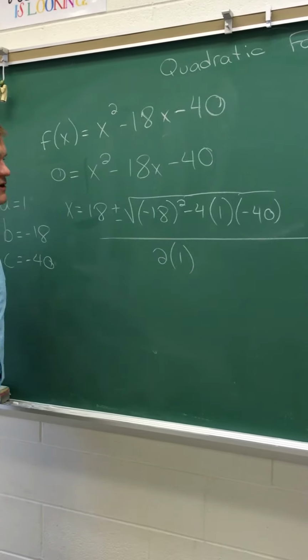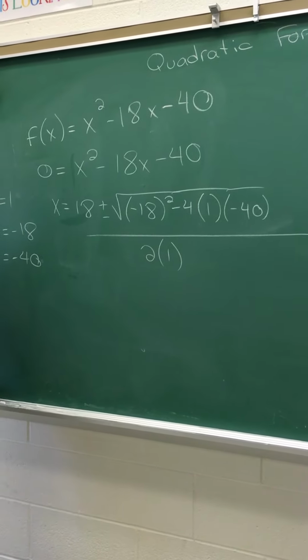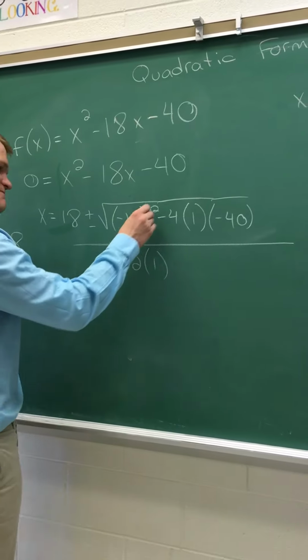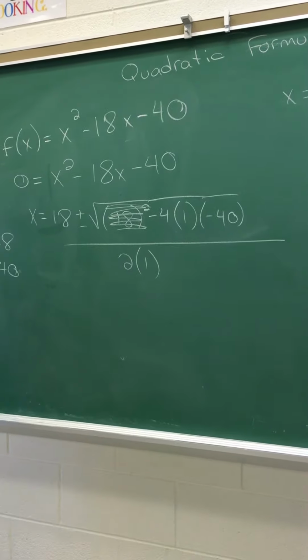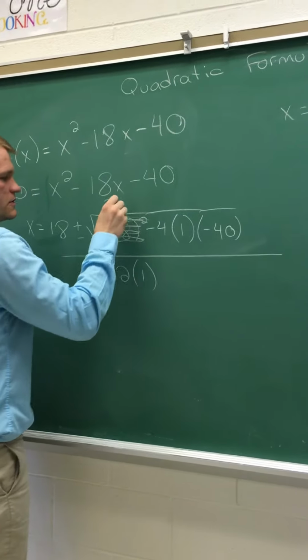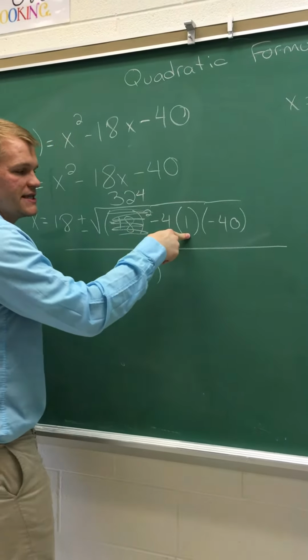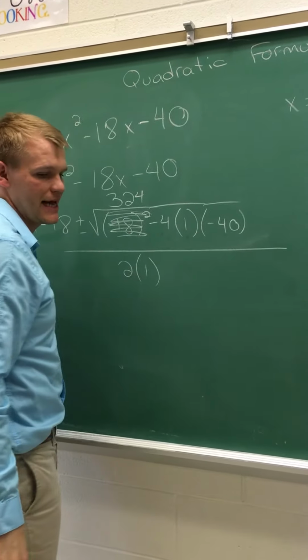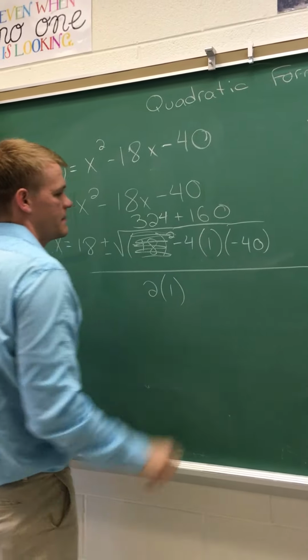So we're going to do some math here. 18 squared, my assistant, please help me out with 18 squared. So negative 18 squared is going to give us 324. Negative 4 times 1 is negative 4. Negative 4 times negative 40 is positive 160.